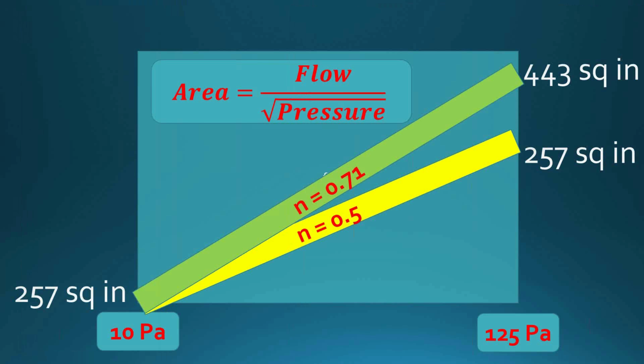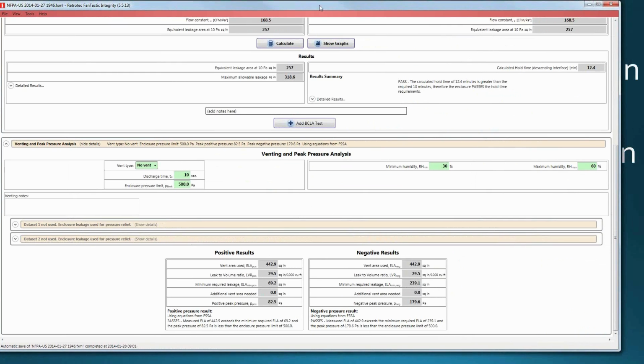Let's go back to this: 257, 443. This is the value in being able to measure N, the actual slope, and find out what the true venting value will be. So exactly the same door fan test is saying, at 125 pascals, which is where we measure venting, we have 443 square inches of leakage. That's giving us two peak pressure values here. We've set the enclosure pressure limit, in this case at 500 pascals, and we pass both criteria.